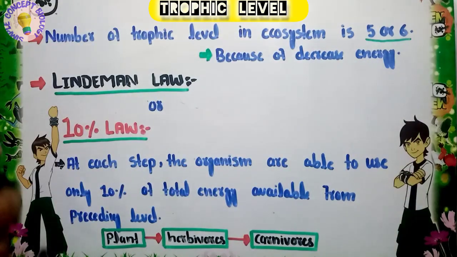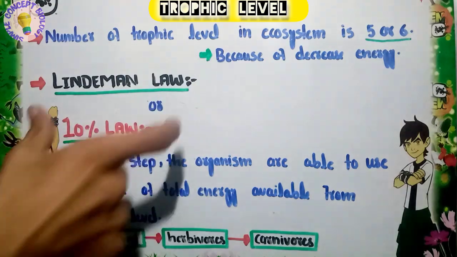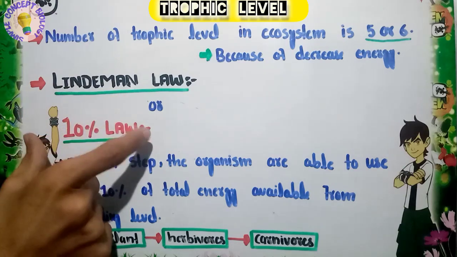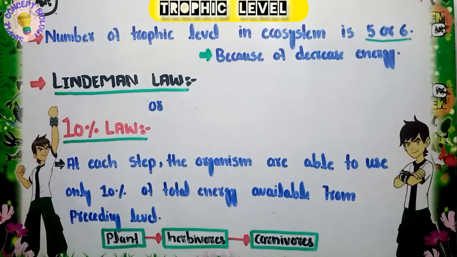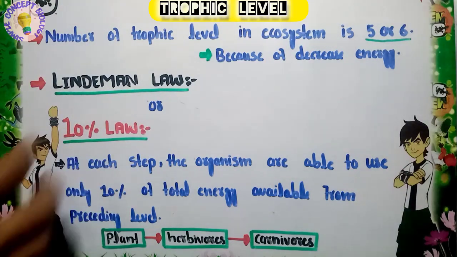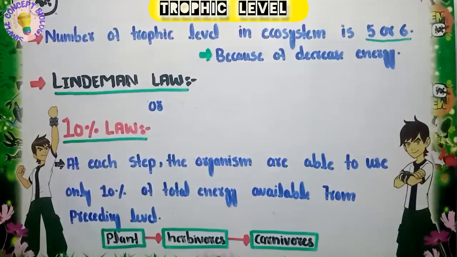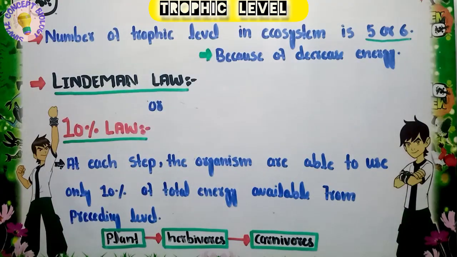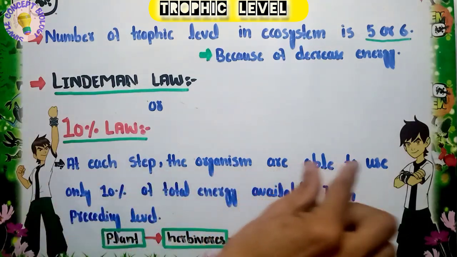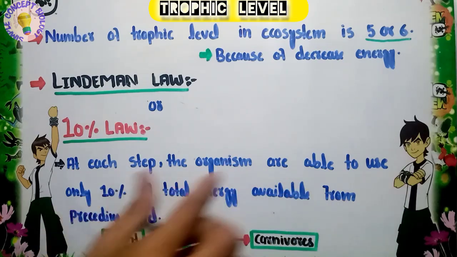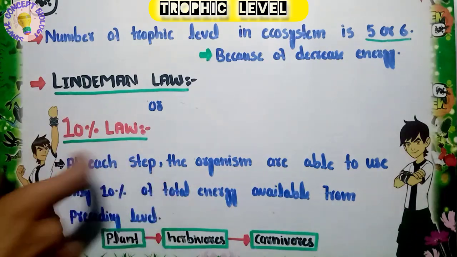Now we have an important law related to the trophic level, that is Lindeman's law, which we can easily remember and understand as the 10% law. So it is called Lindeman's law or the 10% law. This is also a reason for the limited number of trophic levels, as this law states that organisms are able to use only 10% of the total energy available from the preceding level, meaning the level above.